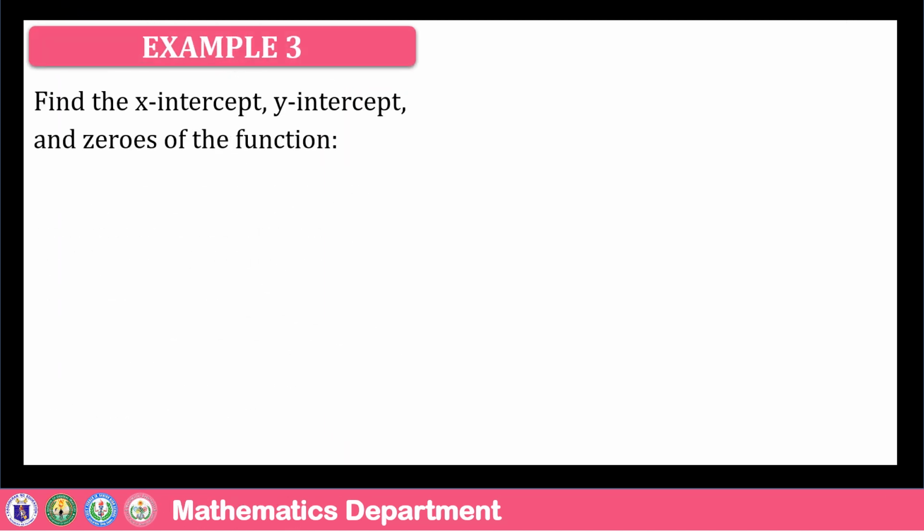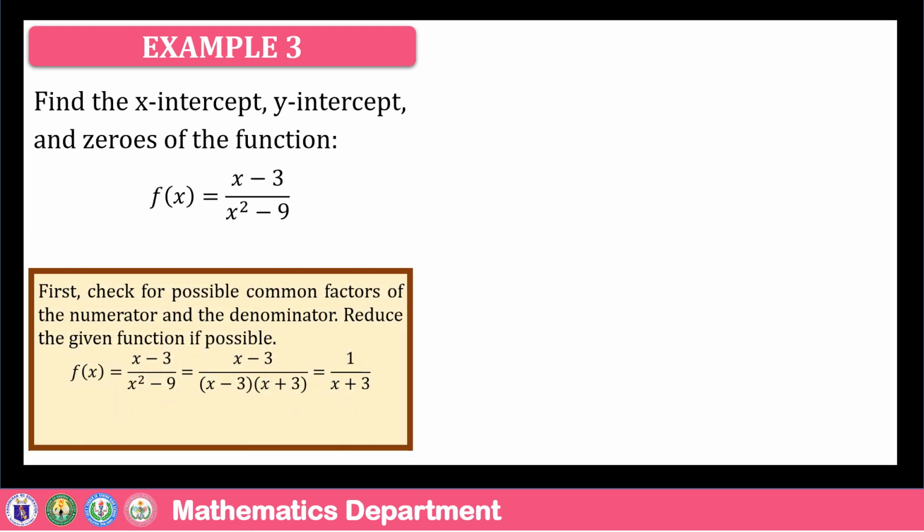At para sa ating third na example, find the x-intercept, y-intercept, and zeros of the function f of x is equal to (x minus 3) over (x squared minus 9). So kagaya lang din ng ginawa natin kanina, i-check muna natin kung meron tayong mga common factors sa ating numerator at saka sa ating denominator. So in this case, ang ating numerator ay hindi na natin siya maka-factor out, pero yung ating denominator, which is yung x squared minus 9, can still be factored out as (x minus 3) times (x plus 3).